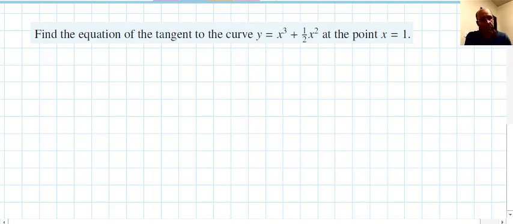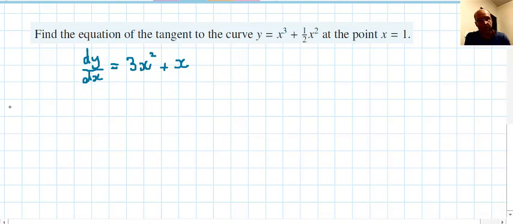Let's do an example. Find the equation of the tangent to the curve y equals x cubed plus a half x squared at the point x equals 1. So what we need to do is take the derivative. Choose your notation. I'm just going to say dy dx, differential notation, Leibniz notation, and basically it's 3x squared. Now we've got 2 times a half, which is 1, and then x to the power 1. So it's 3x squared plus x.